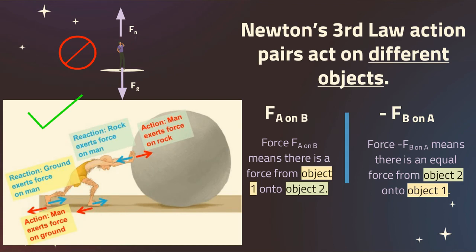The caption here again says the same thing as in the past three slides, which is that F_A on B simply means from object 1 onto object 2, and F_B on A means from object 2 on object 1. What we were just seeing here are pictures that are considered to be examples of it. When we look at the action of the man, he exerts force onto the ground, and he can move forward, and he also pushes onto the rock, the red arrow, but the reaction is the rock exerts force on the man. Now, I'm not a big fan of this, so let's go ahead and do a different visual.